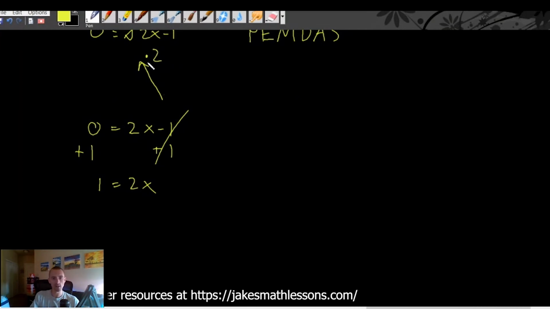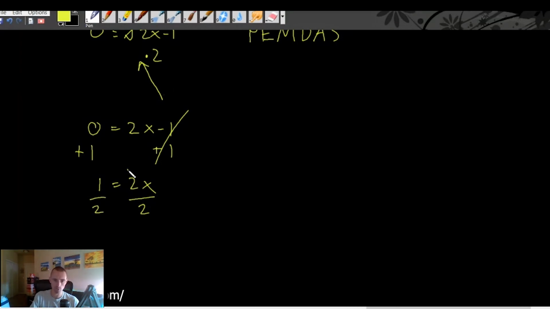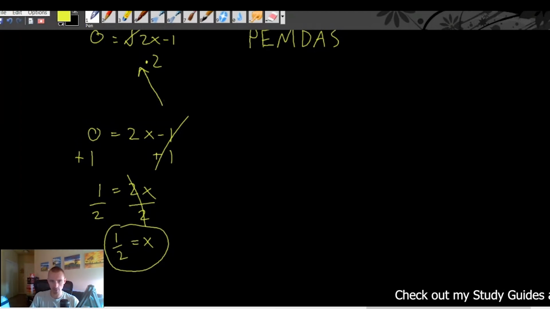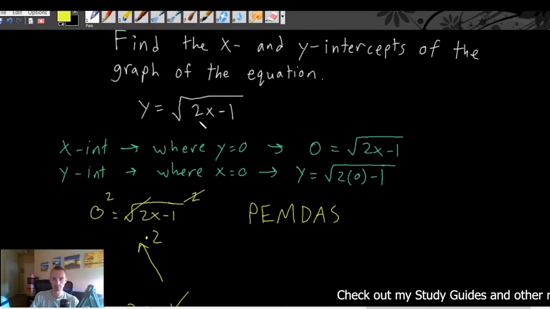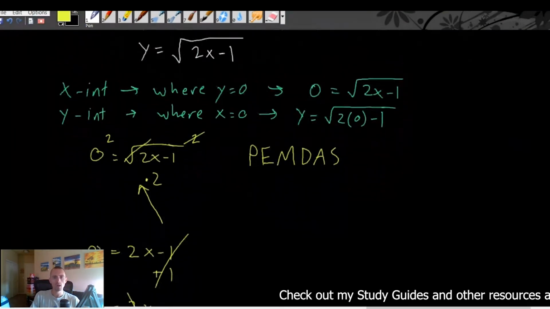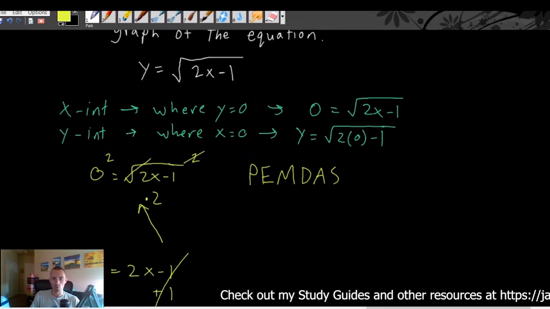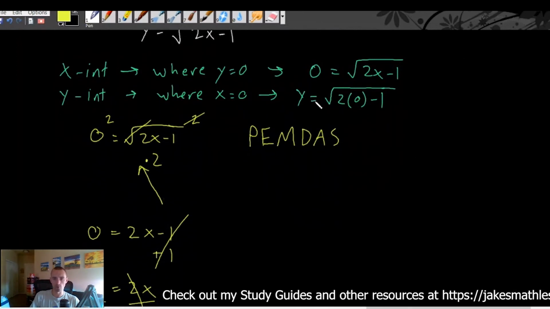Now the last thing we need to deal with is the multiplying by 2. Well, the opposite of multiplying by 2 is dividing by 2. So if we divide both sides of our equation by 2, it'll cancel the 2 there, and we will just have x equals 1/2. So x equals 1/2 should be our x-intercept of this equation. Okay. Now we need to find our y-intercept by dealing with this equation here.